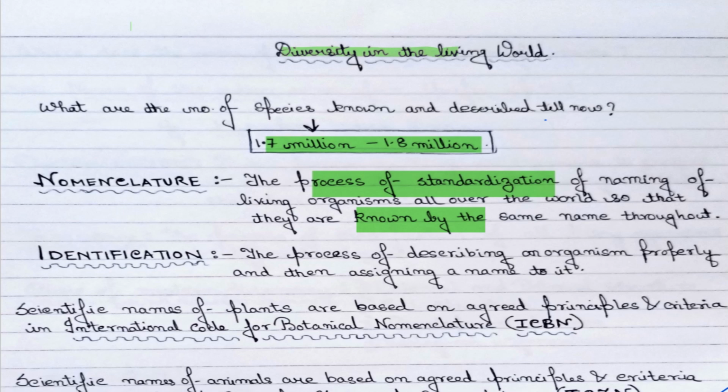And for nomenclature, what do we need? Identification. So what is identification? It is basically the process of describing an organism properly and then assigning a name to it.